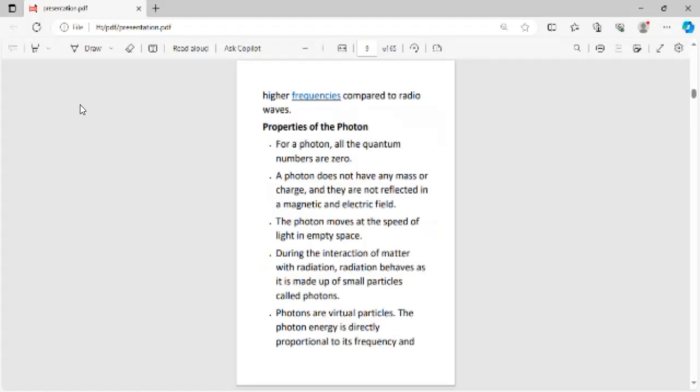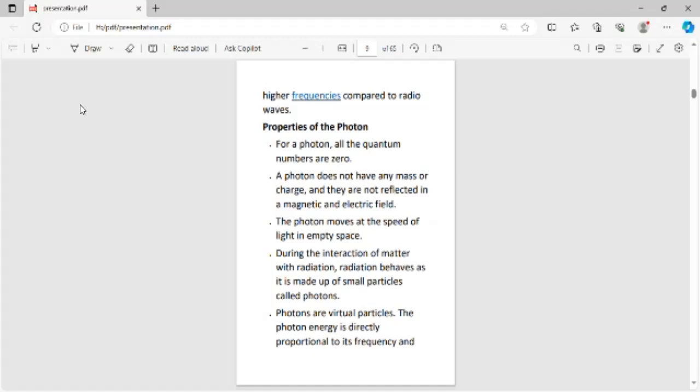Properties of photon. For a photon, all the quantum numbers are zero, which means that its magnetic, its azimuthal quantum number, etc. would be zero. A photon does not have any mass or charge, and it is not deflected in a magnetic and electrical field. Photons move at the speed of light in empty space. During the interaction of matter with radiation, they behave as if made up of small particles called photons.